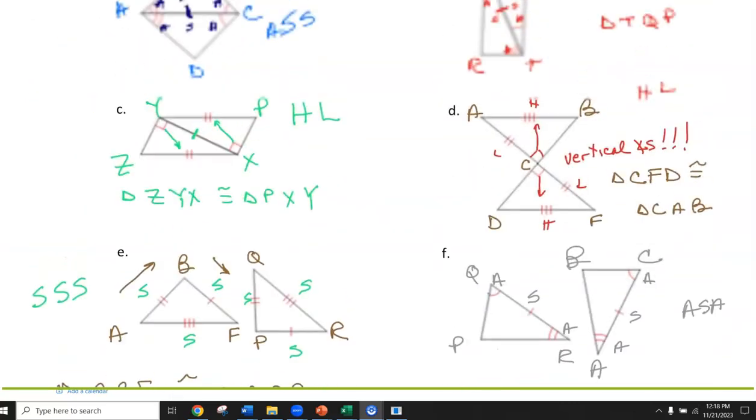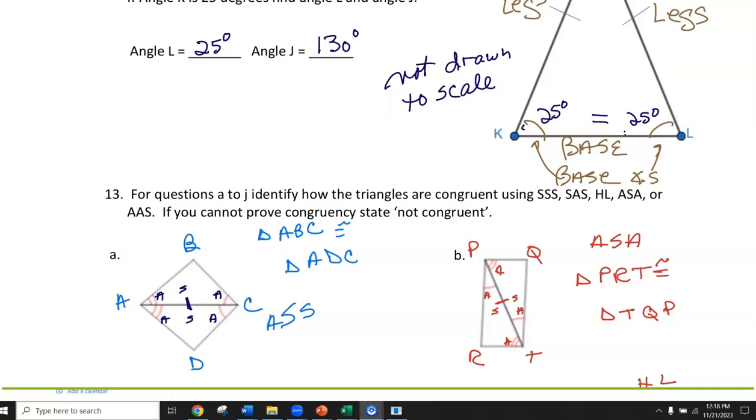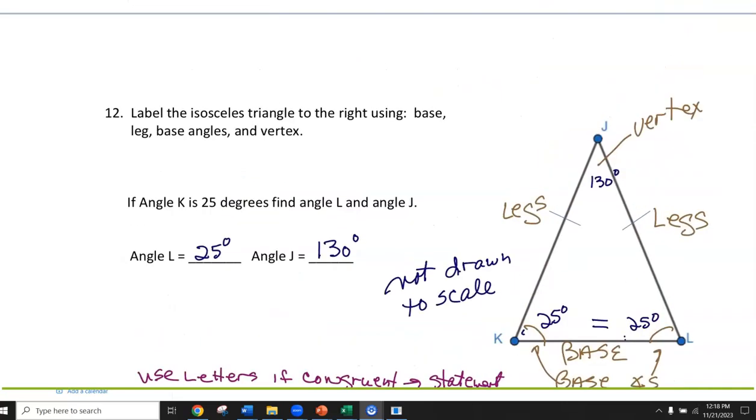So I'm going to ask you in class, even though it doesn't say so here, I'm going to say use letters if congruent, and then give me the statement. Okay, so that you can practice that. All right, exterior angle theorem, you've got to know that. Your isosceles triangle, know the words, know how the words impact the values, especially of the angles and side lengths.